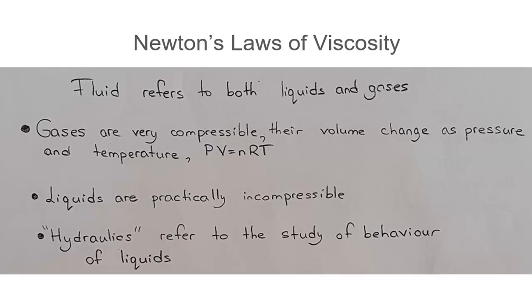Gases are very compressible. Their volume changes with pressure and temperature and can be given by the ideal gas law, PV equals nRT, where P represents the pressure, V represents the volume, n represents the number of moles or amount of substance available, R represents the ideal gas constant, and T represents the temperature. So PV equals nRT is the ideal gas law equation that we have to pay attention to. This is very important. Liquids are practically incompressible.